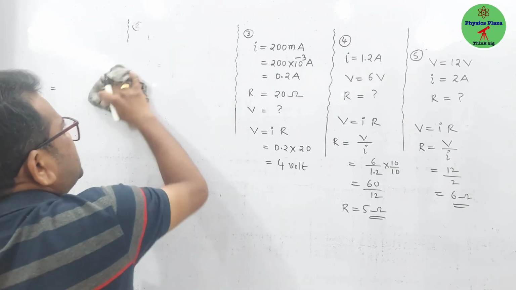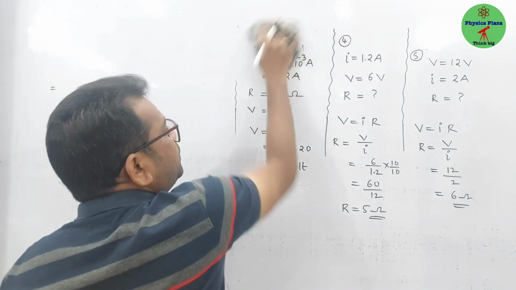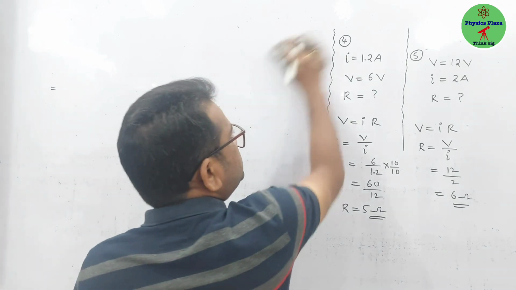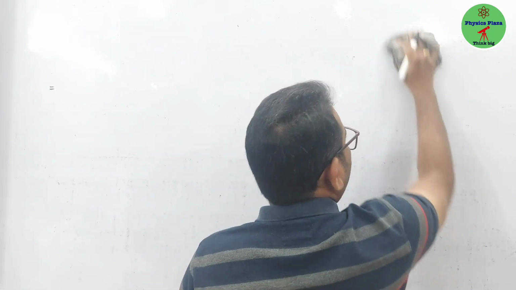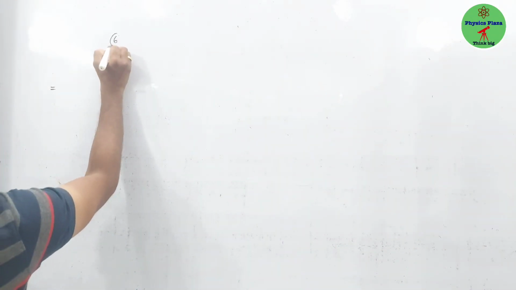So children, all these numericals are formula based only, except one or two numericals. Two to three numericals are purely based on the concept. Now look at the 6th numerical.